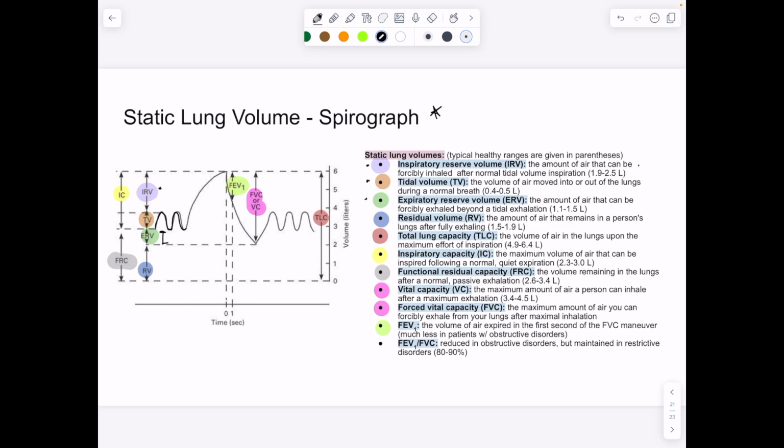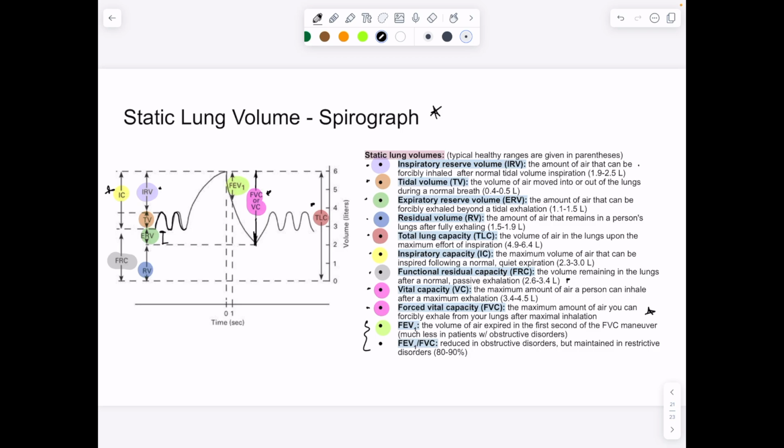All right, then we get to the concept of forced vital capacity. So this is the max amount of air you can forcibly exhale from your lungs, right? You can see that right here. Okay. Then vital capacity, the maximum amount of air a person can inhale after maximum exhalation. Residual volume, the amount of air that remains in a person's lungs after fully exhaling. Then we have total lung capacity, which we're familiar with. Inspiratory capacity right here, the maximum amount of air that can be inspired following a quiet and normal expiration. And then functional residual capacity, the volume remaining in lungs after a normal passive exhalation.